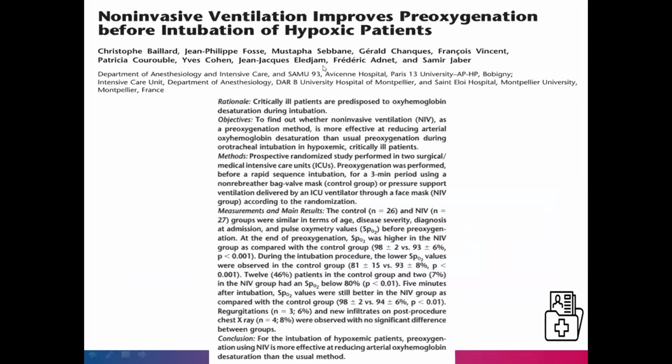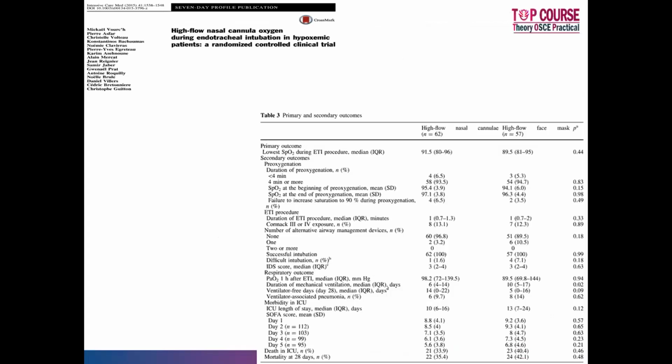This is one of the studies which showed NIV improves pre-oxygenation before intubation. Here the group is divided into NIV and bag mask ventilation, and they have shown that pre-oxygenation using NIV is more effective at reducing the arterial oxyhemoglobin desaturation compared to the usual method, that is bag mask ventilation. Now, this is the second one, HFNC in pre-oxygenation.